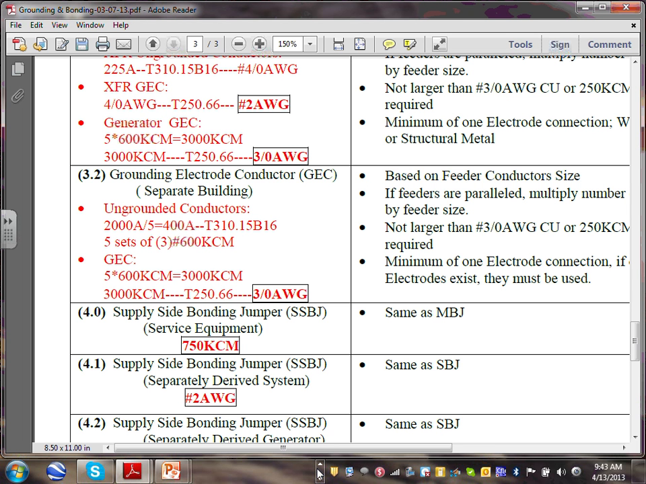What about the gas line of the second building? Well, the gas line is not approved as a grounding electrode system. So you're not supposed to tie to the gas line and use it as a grounding electrode system.